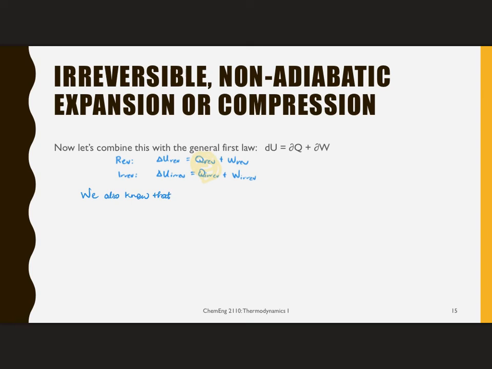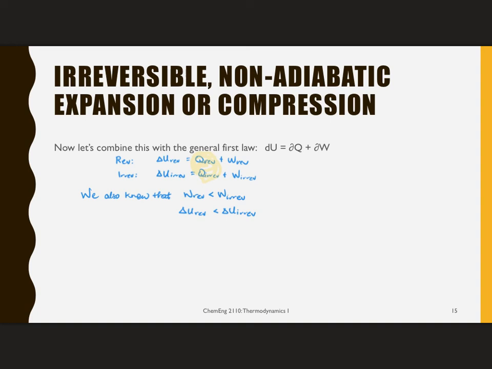What we also know, we just said that regardless of whether it's in or out, if we use signed values, the reversible work is less than the irreversible work. If Q reversible and Q irreversible are the same, then this requires that delta U reversible must be less than delta U irreversible. Okay?